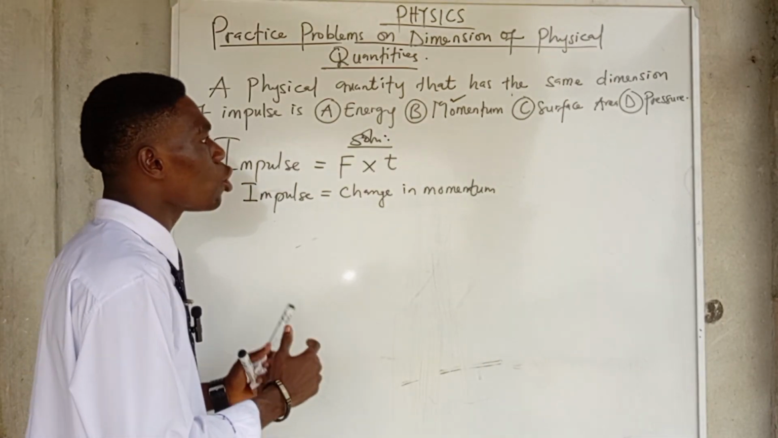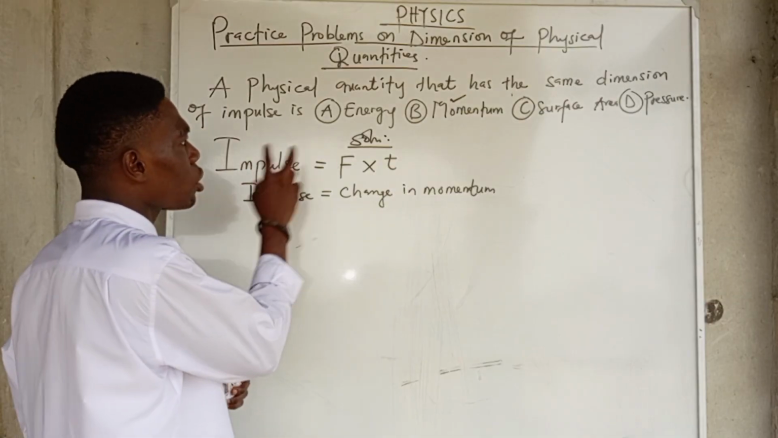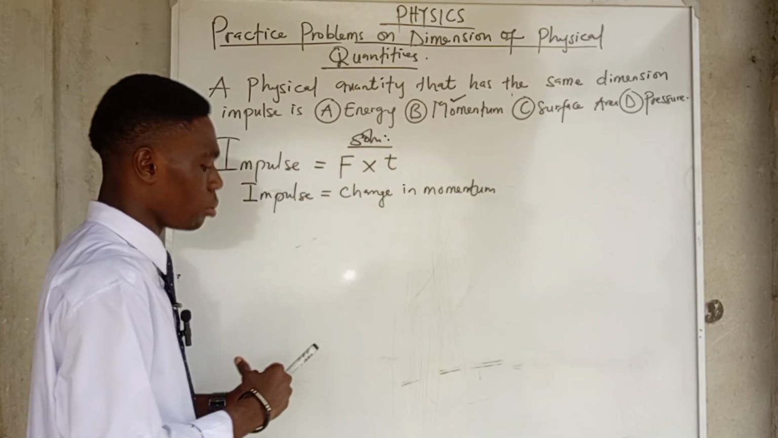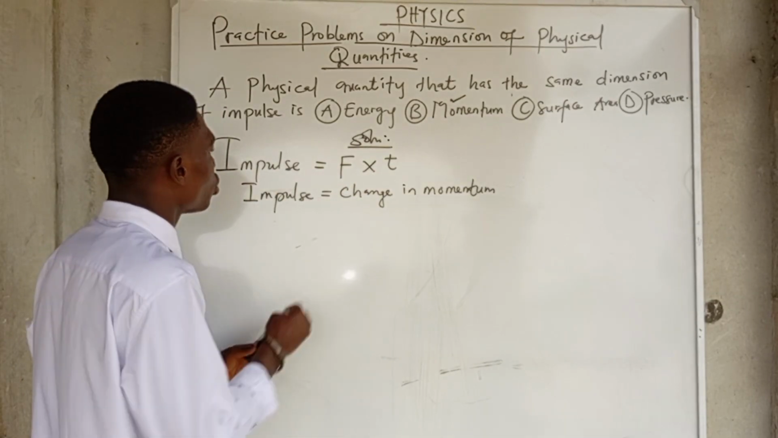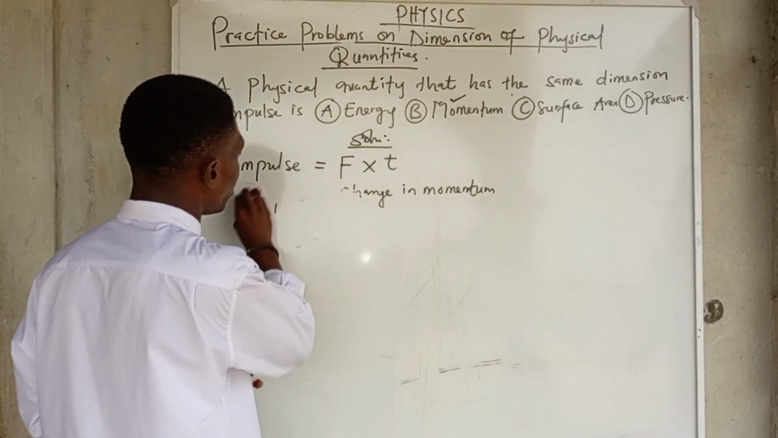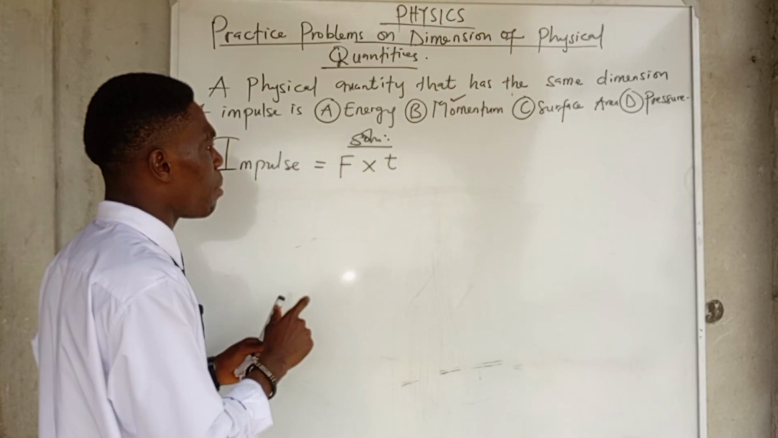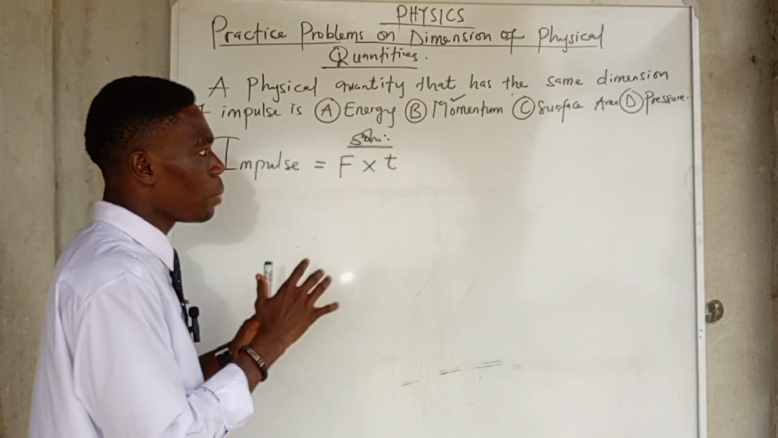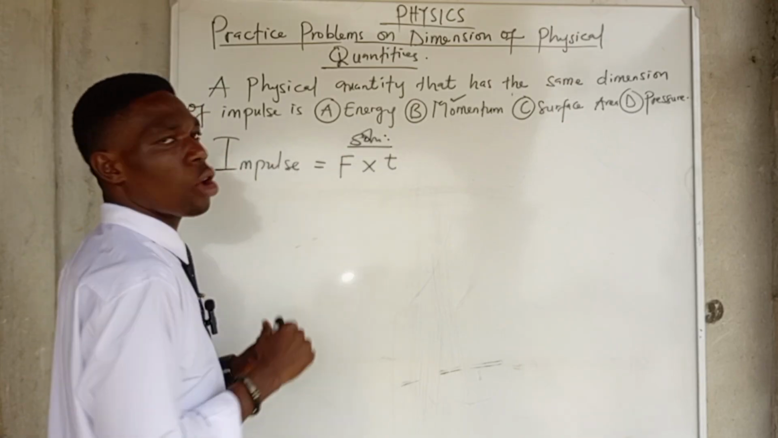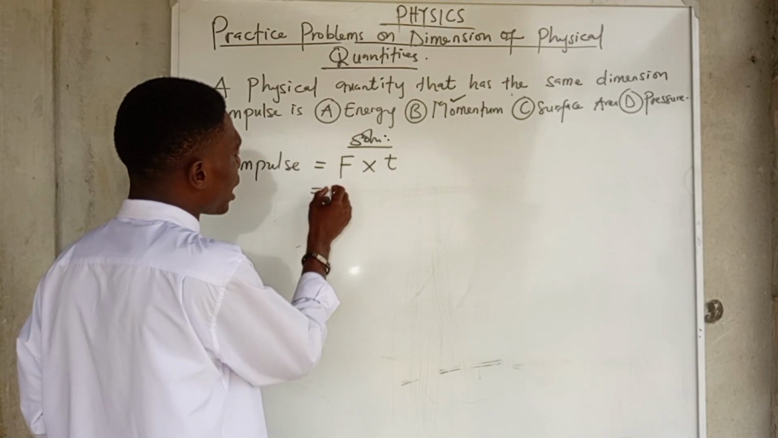However, if you want me to go ahead to prove that the correct option to this question is momentum, then I'll have to do that. So I'm going to erase this change in momentum. Now I'm going to derive the dimension of impulse, and then keep it and start comparing it to these other four options. So I'm going to first of all get the dimension of force.